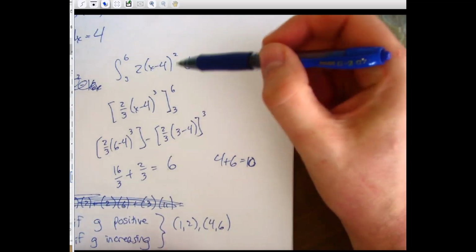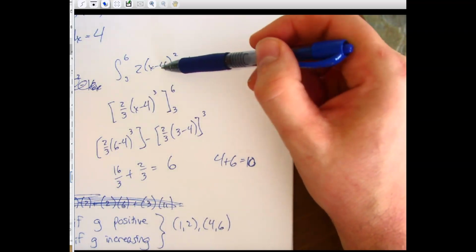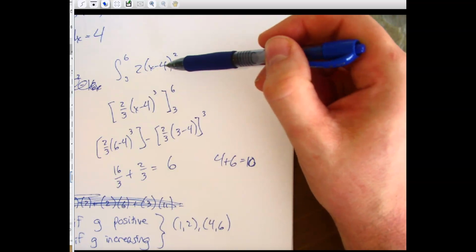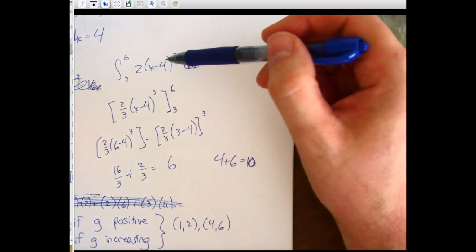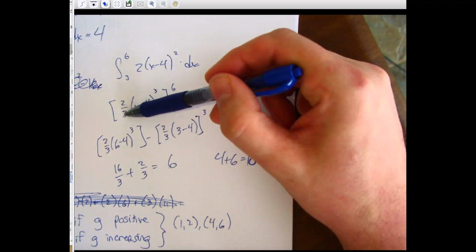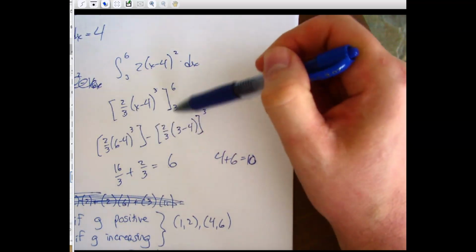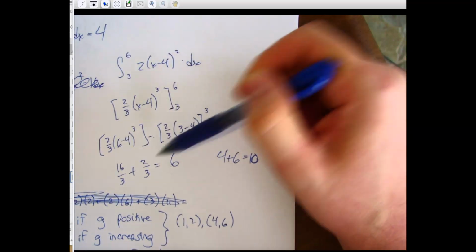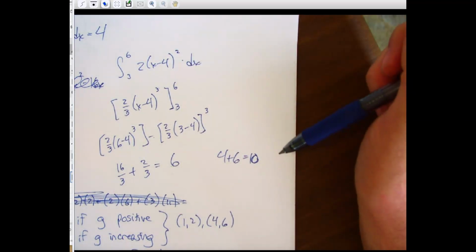I don't need to use u substitution because if I made u equal to x minus 4, du is just 1. So I don't have to make any adjustments. I can just roll with it like it is. So I'm going to add 1 to the power, multiply by the reciprocal of the power. When I got my 6 and 3, plug in top minus plug in bottom. You should get 6 plus the 4 they originally gave you is 10.